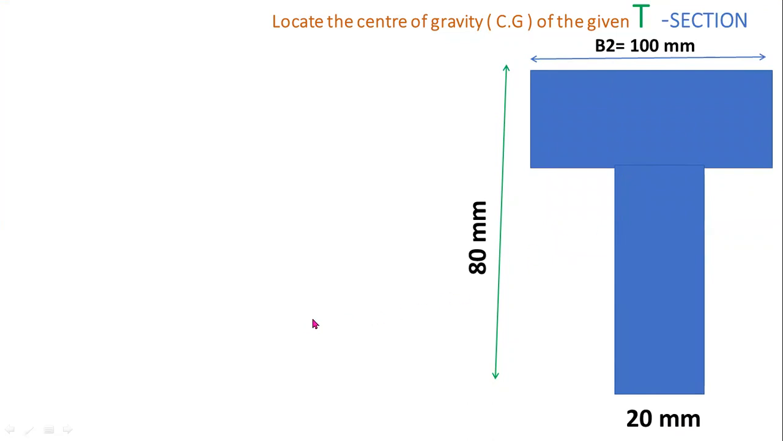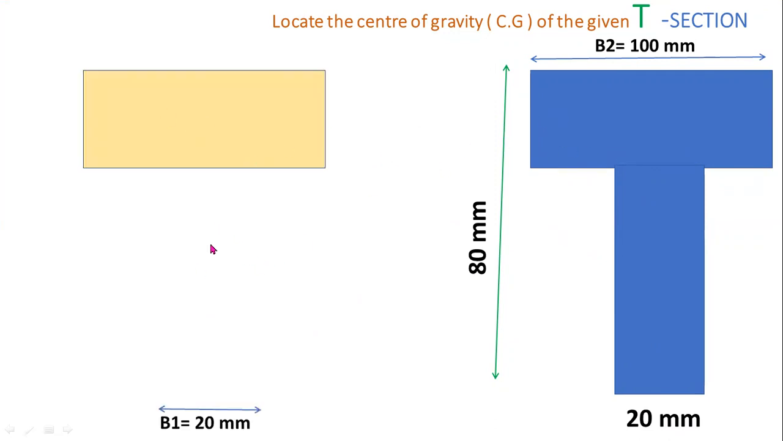Now first of all, you have to split up the given T section into two rectangles. First one is the vertical rectangle and second one is the horizontal rectangle. This is the top rectangle, this one is the bottom rectangle. So let's consider this bottom vertical rectangle as section 1, and this top rectangle as section 2.